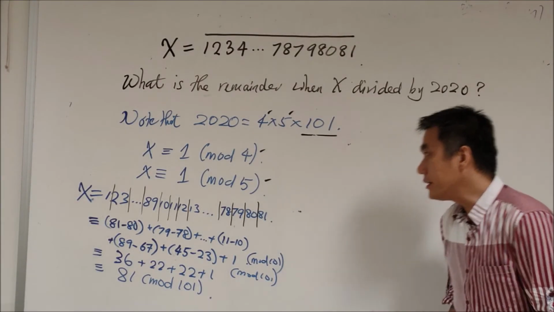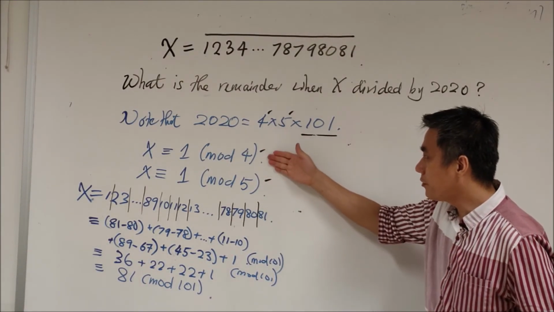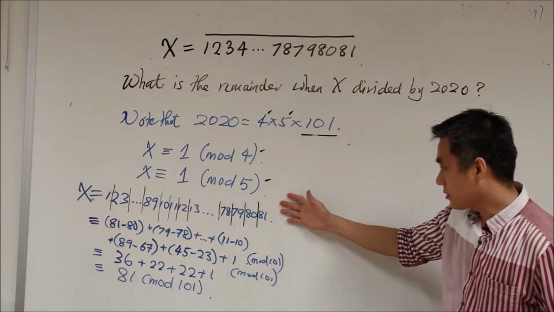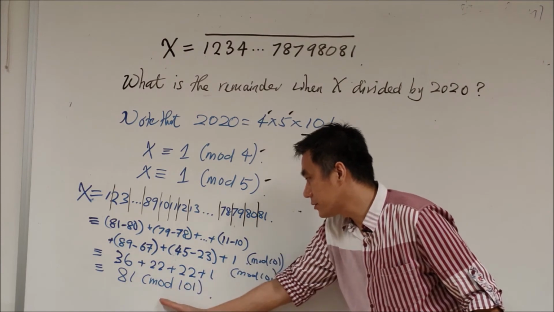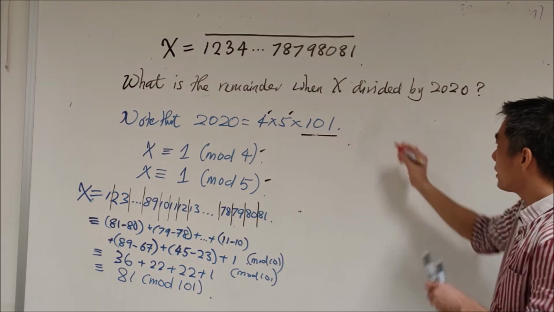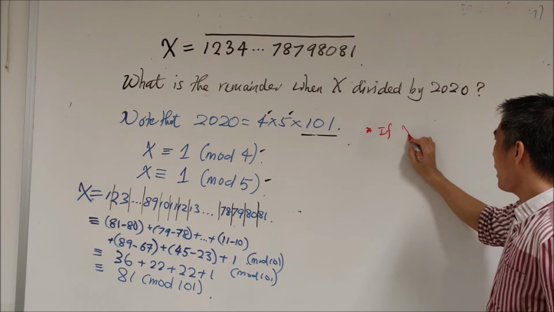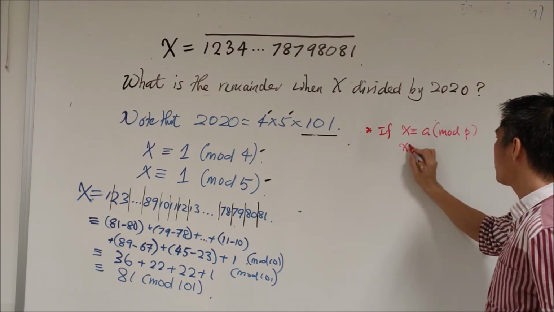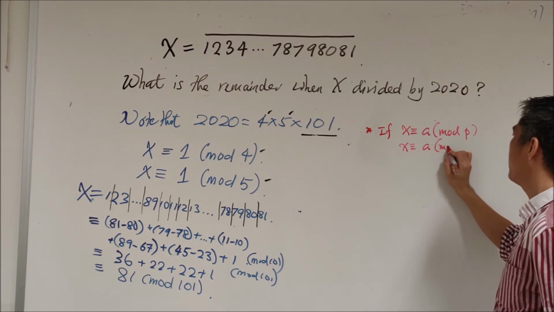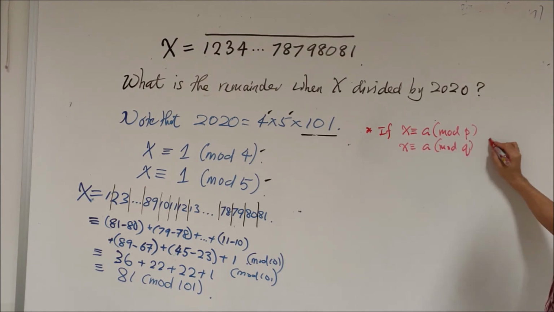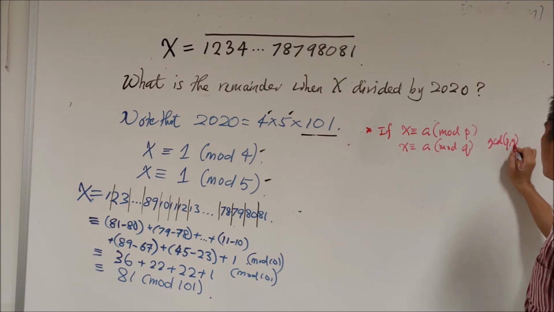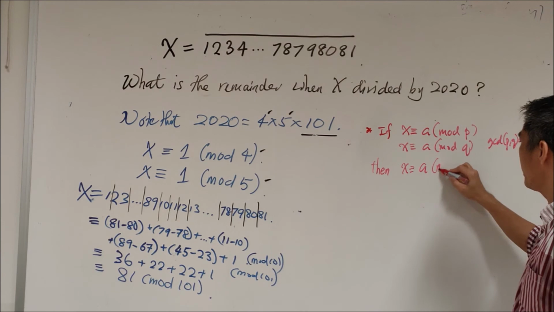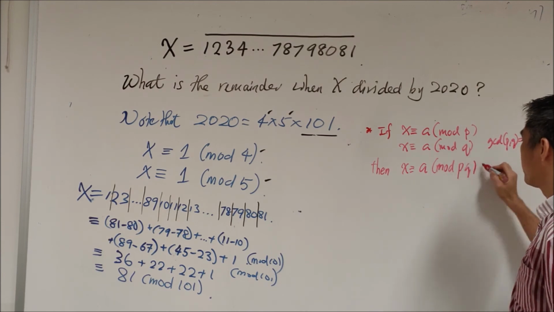So what we have right now is x is congruent to 1 mod 4, x is congruent to 1 mod 5, and x is congruent to 81 mod 101. There's another result saying that if x is congruent to a mod p and x is congruent to the same a mod q, and the GCD of p and q is equal to 1, then x will be congruent to the same a mod p times q.